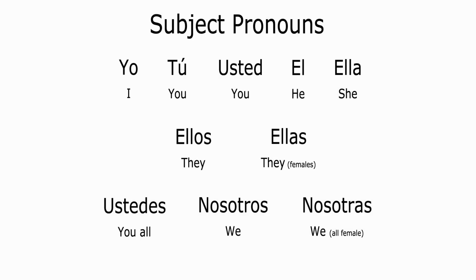In Spanish, the word yo means I. You use yo when talking about yourself. An informal way to say you in Spanish is tú. It's commonly used when talking to friends, siblings, cousins, and people your own age, or in casual situations.